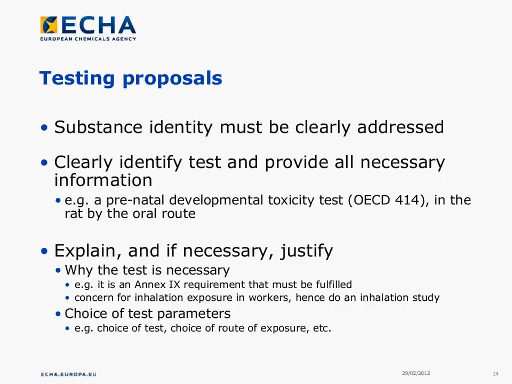ECHA then evaluates the testing proposal. And there are a number of things that have come up that are very important for that process of addressing the testing proposal. First of all, substance identity must be clearly and correctly addressed. It's an absolute prerequisite for us. If we have sufficient concerns about the identity of the substance, it can mean that we don't even know what you're testing on, or that we think that maybe it isn't a substance or is two substances. So it's very important that you identify the substance clearly and correctly at this stage.